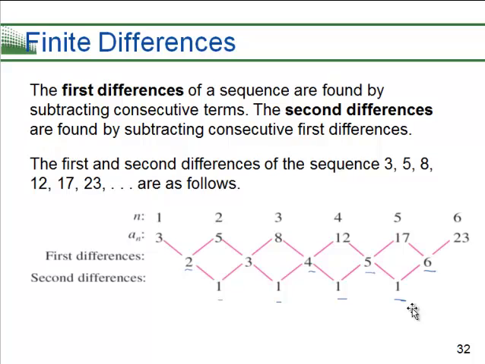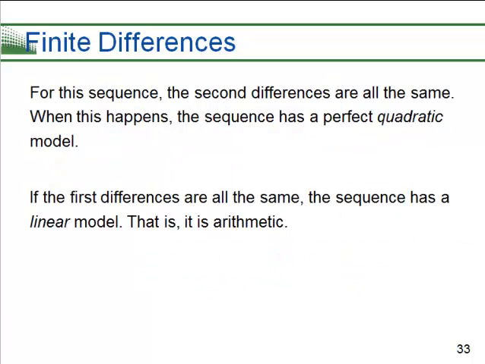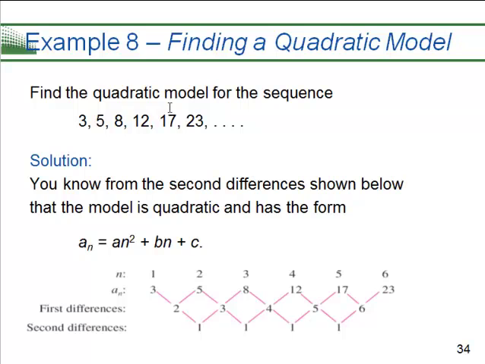Notice that when I took this second set of differences, all of my differences were the same. In this sequence, because the second differences are all the same, this sequence will have a perfect quadratic model. If the first differences had all been the same, this sequence would be a linear model because the pattern would be an arithmetic sequence. But I had to go to the second set of differences to find the differences were the same, and now I'm going to be able to find a quadratic model for this sequence.